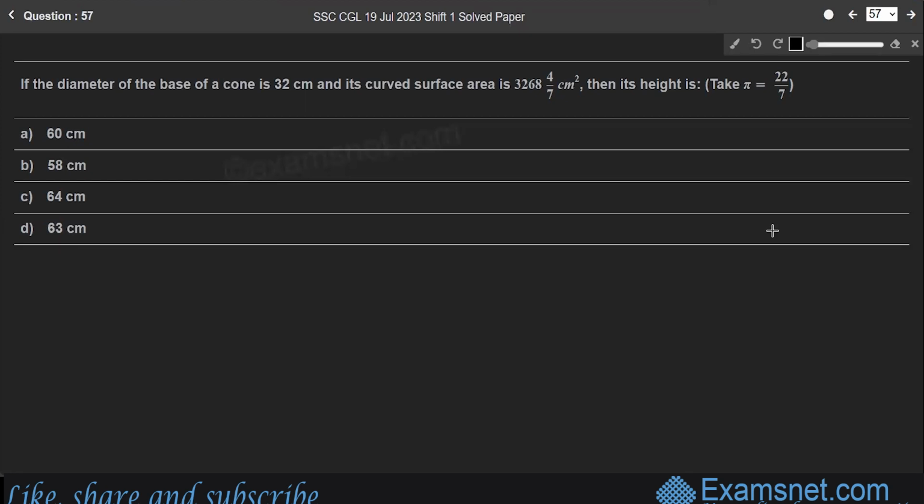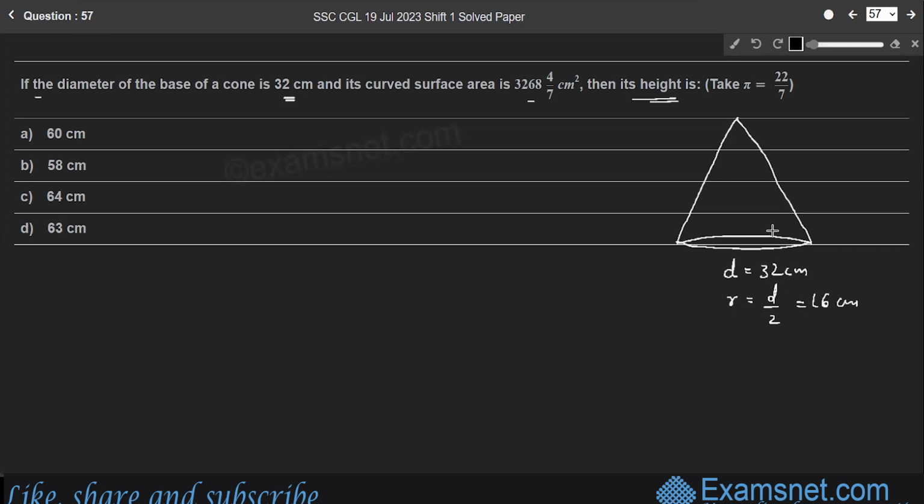Question 57. If the diameter of the base of a cone is 32 centimeter and its curved surface area is 3268 4 by 7 centimeter square, then its height is. So let us consider a cone whose diameter is given. So diameter is 32 centimeter. Therefore, the radius is d by 2, which is 16 centimeter.